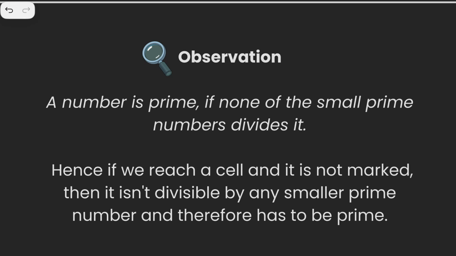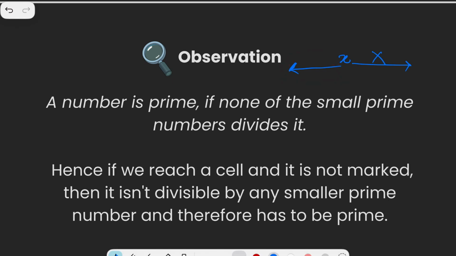Just for the sake of teaching, I will highlight the observation that we are using here. A number is a prime number if none of the smaller numbers are actually dividing it. Very clean and straightforward observation, right? So let's say you have a number x. All the numbers greater than x will not divide x, so we don't even bother about them. All the numbers which are smaller than x, we are only going to consider those.